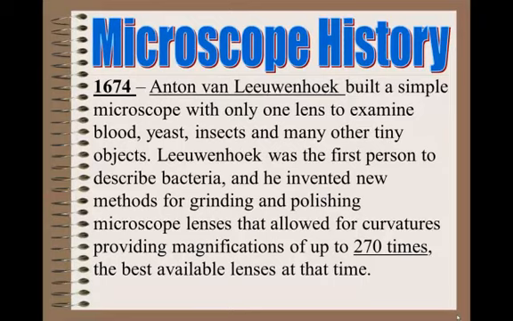Then another guy that you need to know about microscope history is Anton van Leeuwenhoek. He built a simple microscope with only one lens, so it wasn't a compound microscope. He looked at all kinds of stuff, and you can see some of them listed there. He also came up with methods for grinding and polishing the microscope lenses, which allowed the lens to take some curvature, enabling it to magnify more. So you need to know in the 1600s, Van Leeuwenhoek had a microscope that could magnify 270 times. Remember, in 1665, Robert Hooke only magnified 30 times, so that was a big increase from 30 times to 270 times.